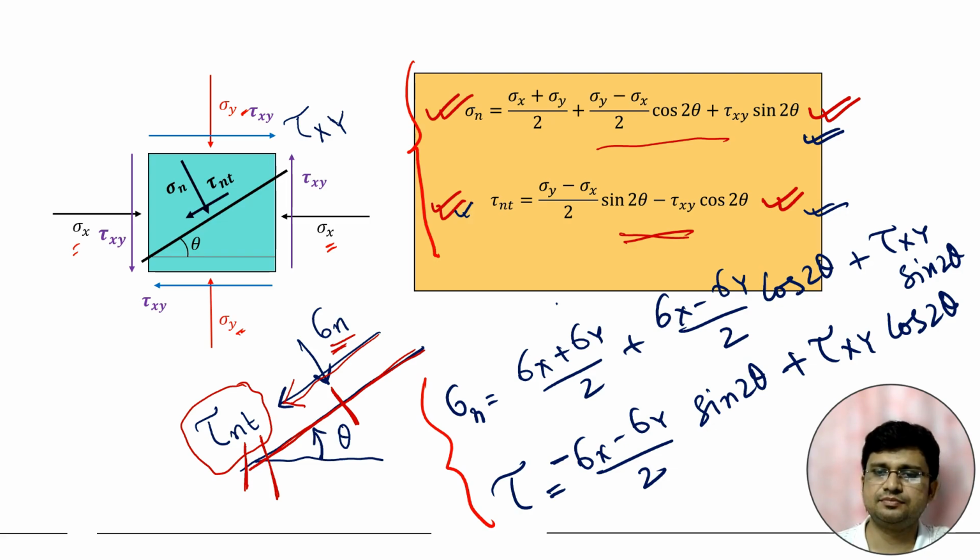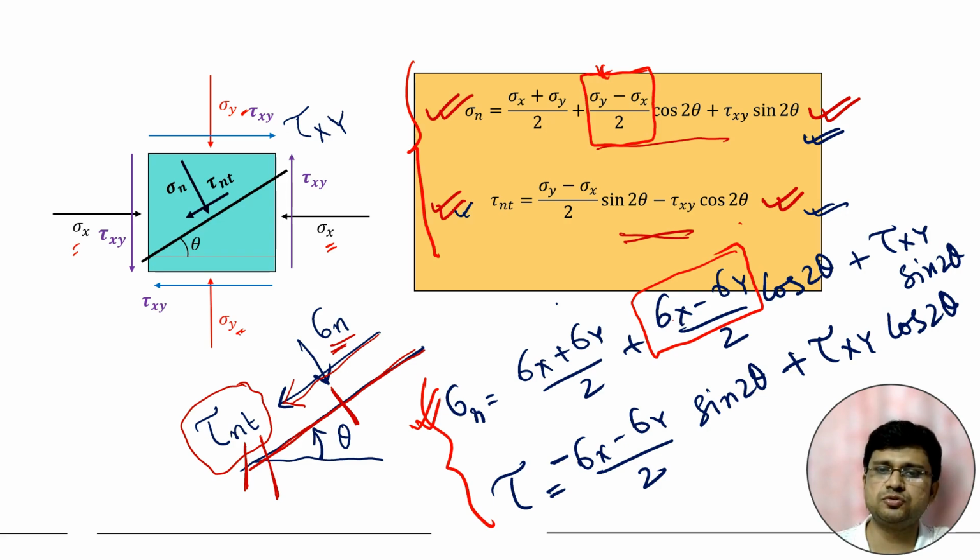What is the difference? There are only two differences that we have to remember. For the first equation, the equation of sigma n, in the solid mechanics problem it was sigma x minus sigma y by 2. But here it will be sigma y minus sigma x by 2. That we have to remember. This is very important: sigma y minus sigma x by 2.